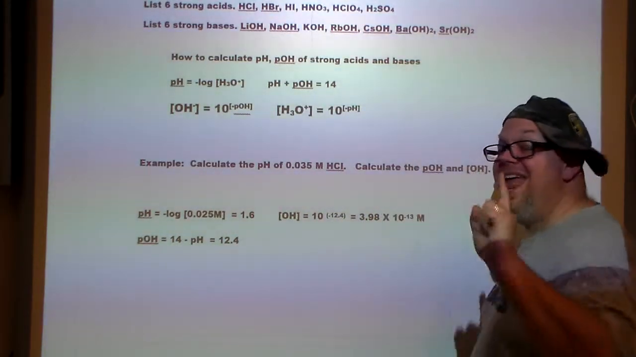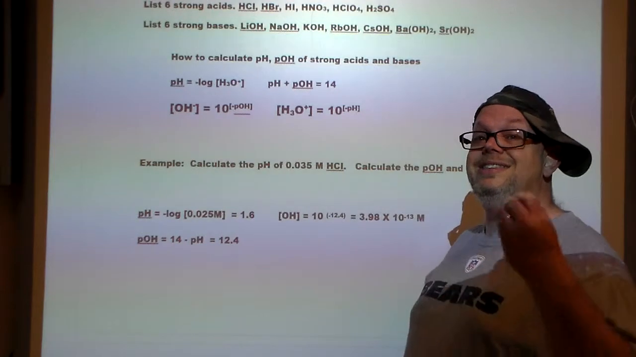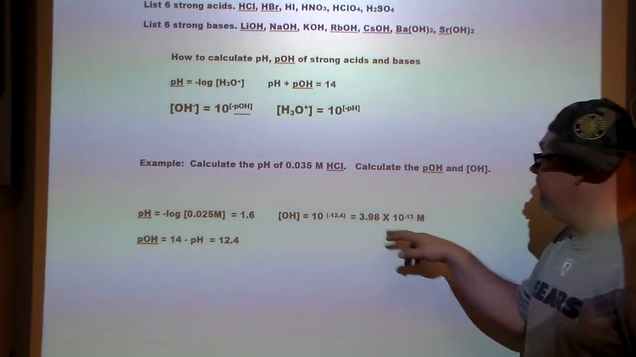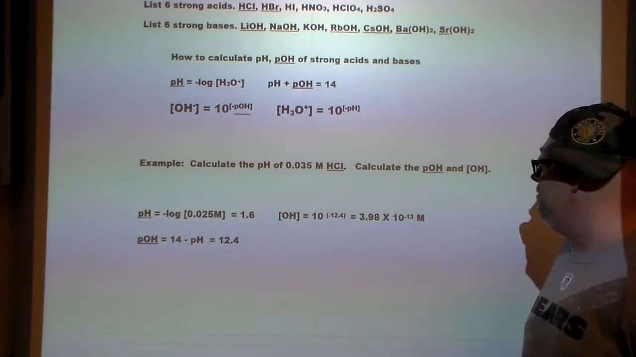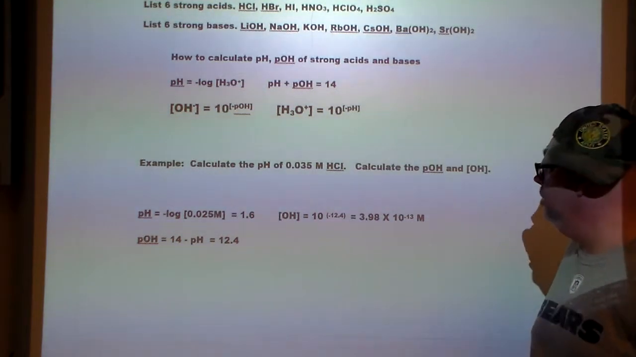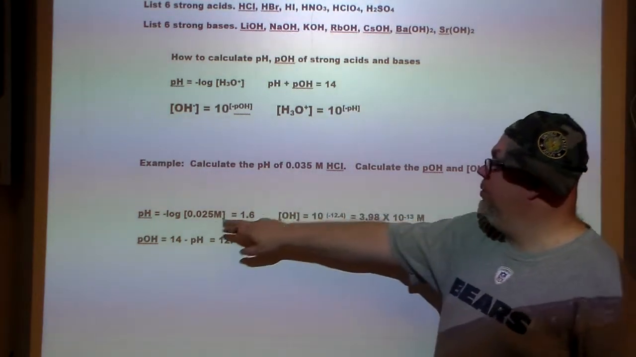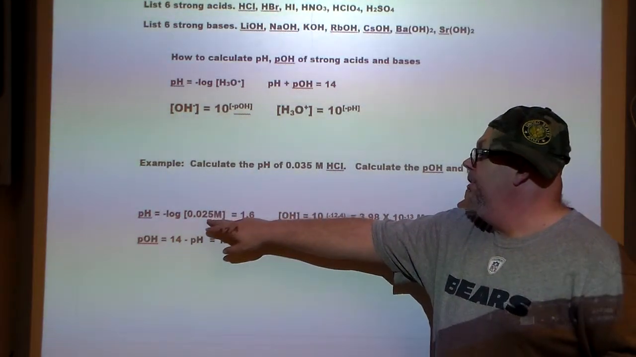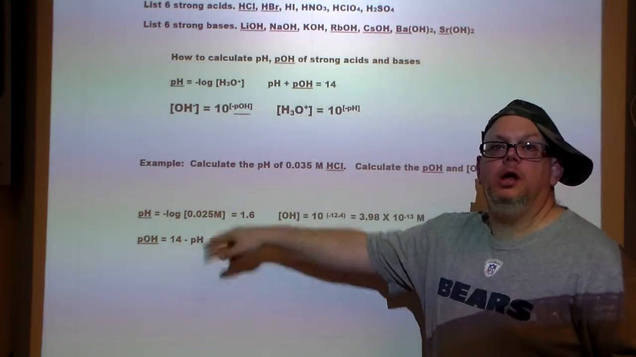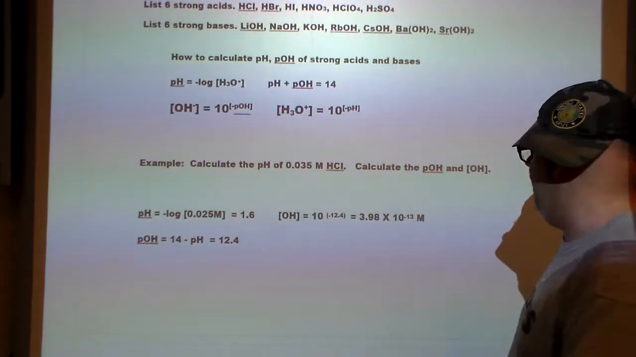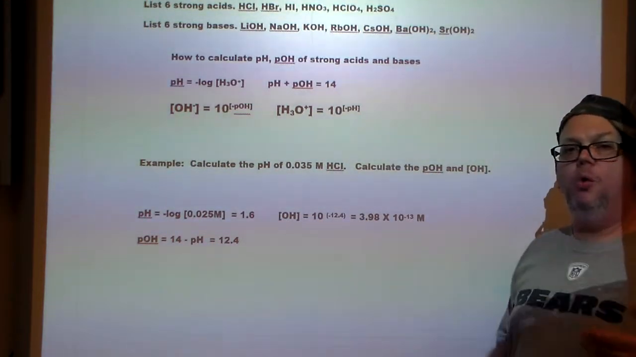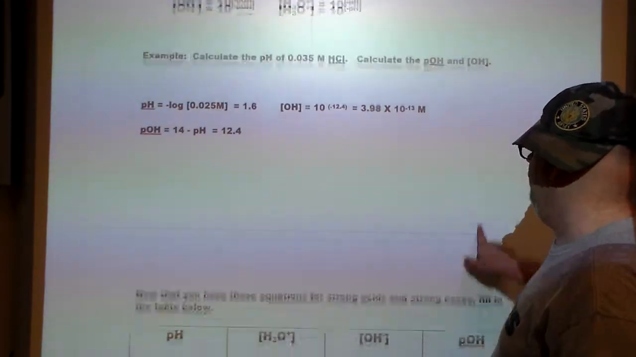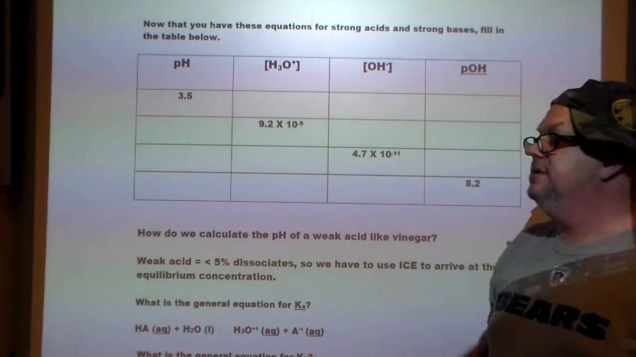Remember, we're taking 10 to the negative pOH, and that gives us 3.98 times 10 to the minus 13th molar, compared to what we originally had here. Remember, I made a slight mistake there. But if you look here, this is definitely a greater concentration of H3O ions than OH minus ions. That would be an obvious thing.